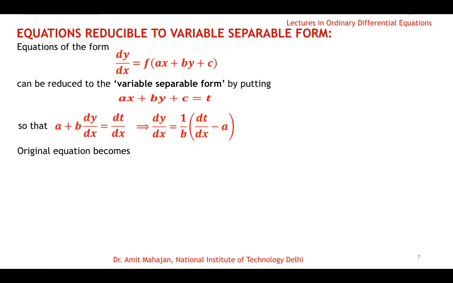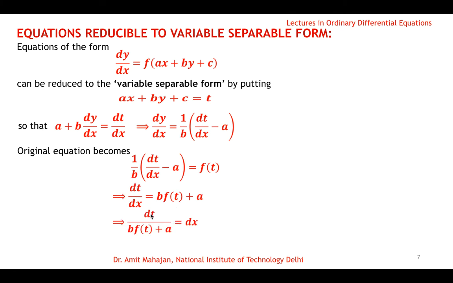So this differential equation can be written with dy by dx substituted on the left hand side, so 1 by b dt by dx minus a, equal to the right hand side, which becomes f of t. Then I can take b to the other side, take a to the other side, so dt by dx is b times f of t plus a. And if I divide and take x to the other side, this is a variable separable form. I can take t on one side of the equation and x on the other side, so I can write it as dt over b times f of t plus a is equal to dx. So variables are separated.